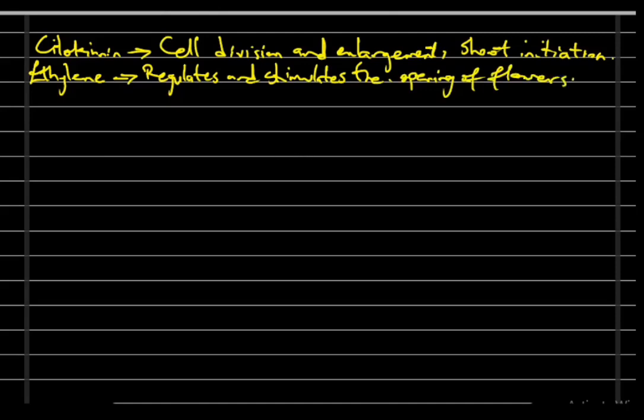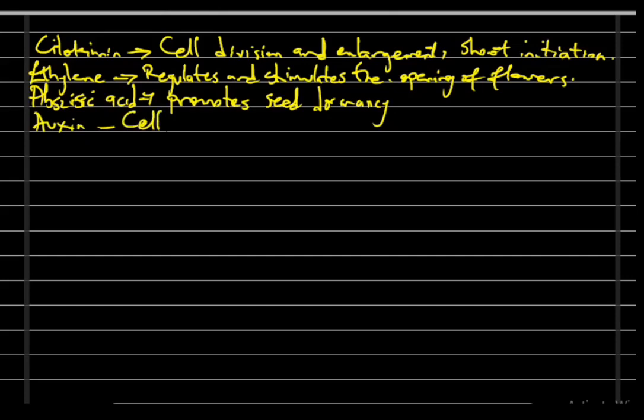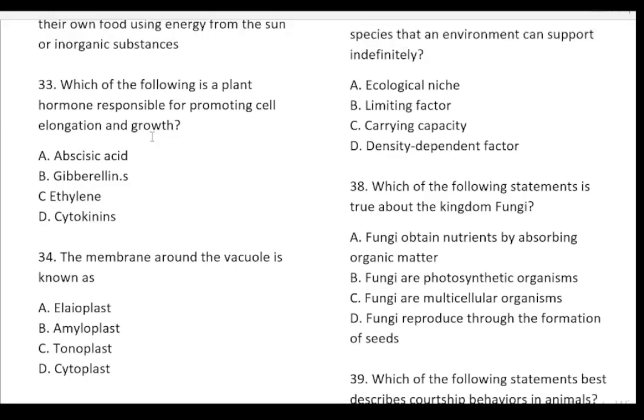We also have other ones like the abscisic acid, which is responsible for promoting seed dormancy. We have so many examples. We have auxin. Auxin is majorly responsible for promoting cell growth and elongation. So for our question here now, gibberellin, the question is actually talking about cell growth. It promotes cell elongation and growth. It could have been auxin, but since auxin is not in our option, the next fit is going to be gibberellin. That is the answer to question 33, option B.